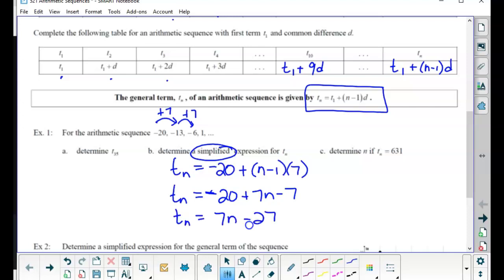Okay, so 7n minus 27. And then you can put your n term first, just like you always do. Okay, now to get T35 way faster, right? So 7 times 35 minus 27. So then order of operations, right? You want to multiply first. So that's what, 210 plus 35 is 245 minus 27 is 218. You can check my math for me.